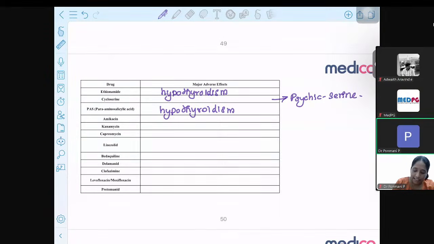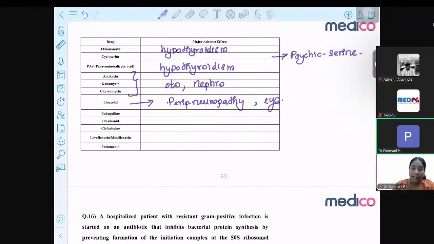And amikacin, kanamycin, and capreomycin, which we just now saw: all the aminoglycosides can cause ototoxicity and nephrotoxicity. Linezolid is also a drug which can cause peripheral neuropathy, and it can also affect the eye. So we have seen two drugs which cause peripheral neuropathy: one is isoniazid and the second is linezolid. And bedaquiline and delamanid can cause QT prolongation.